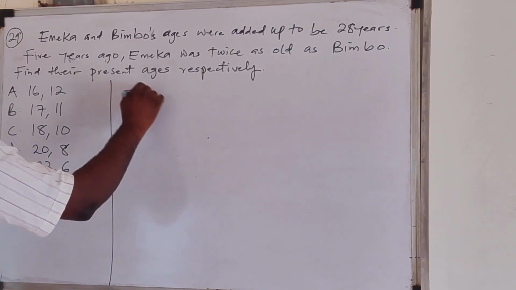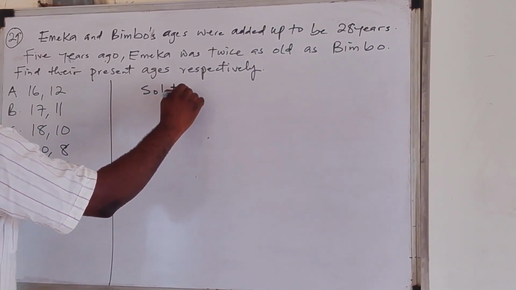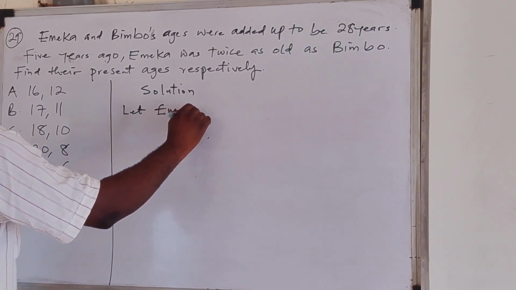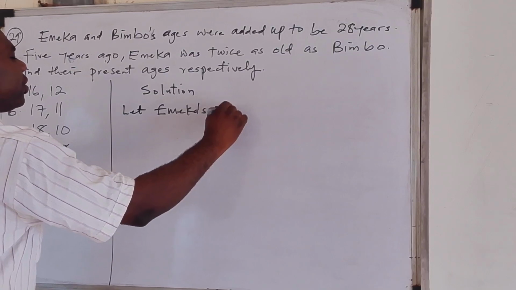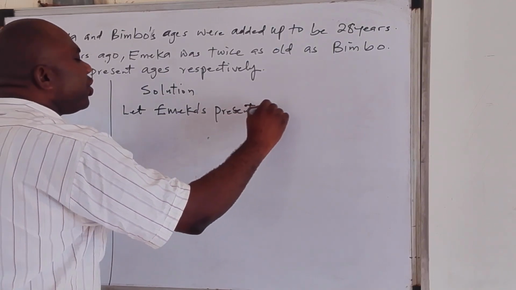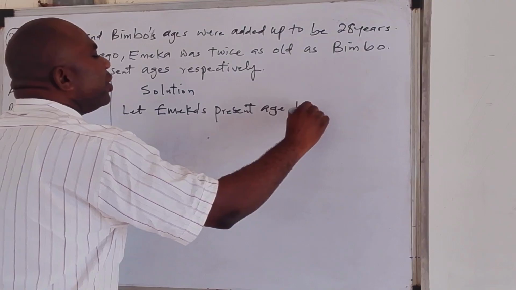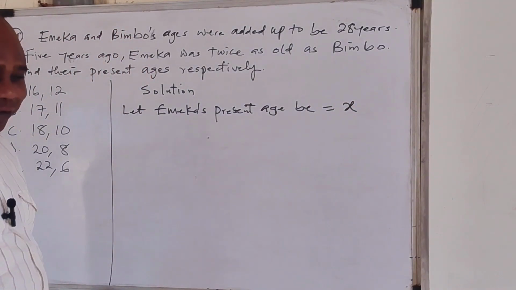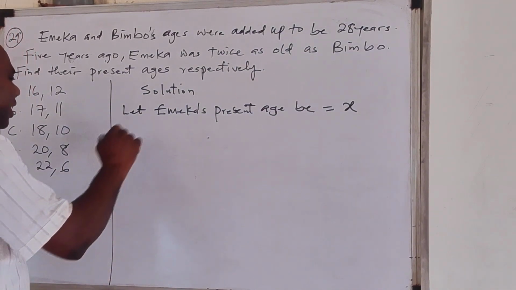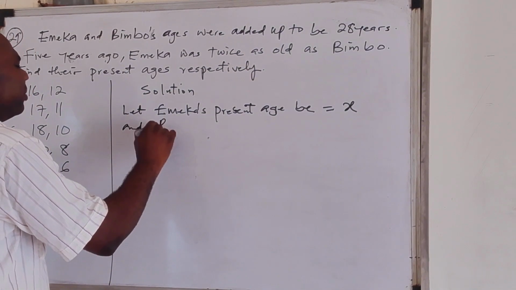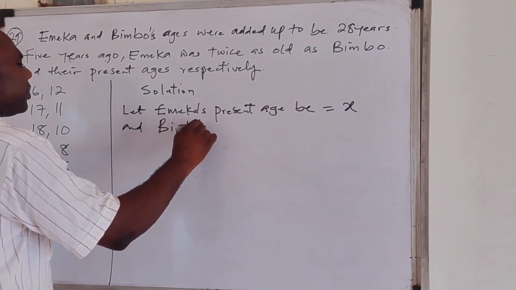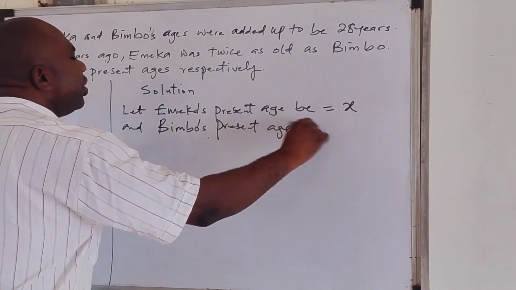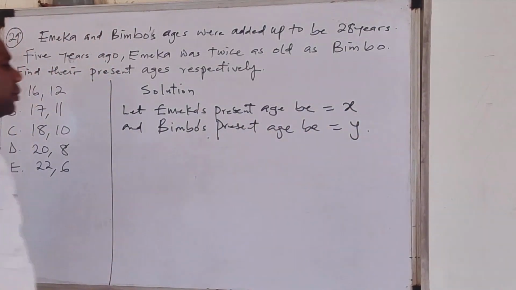Now, solution. Now, let's let Emeka's present age be equal to x. Yes, that's the present age of Emeka now. Let his present age be equal to x. And let Bimbo's present age be equal to y. Yes.